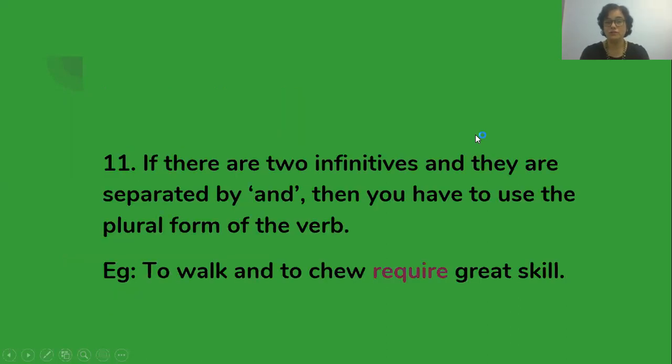If there are two infinitives, you know what infinitives are? It starts with to. To walk, to chew. These are the infinitives. So if you have two infinitives and they are separated by and, like in this case, to walk and to chew, then you have to use the plural form of the verb, like require, because there are two things here you're talking about. So, to walk and to chew require great skill. You cannot say requires great skill, because then you would be meaning one of them. But here you're considering both, because and is there.